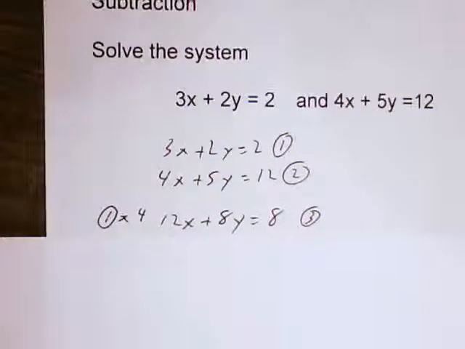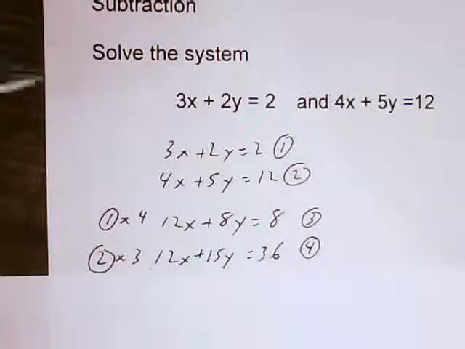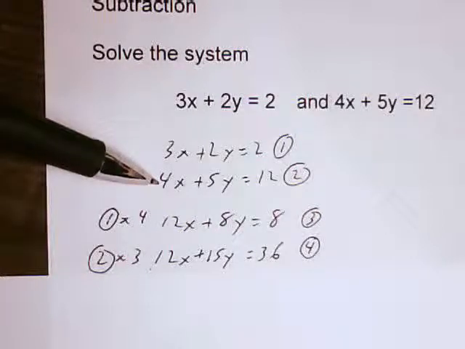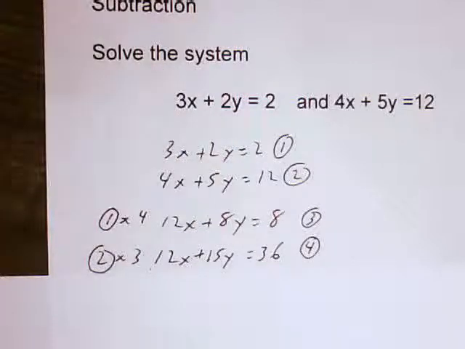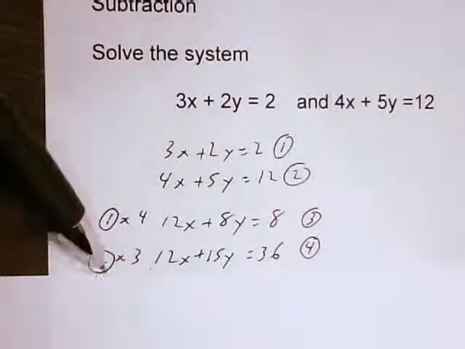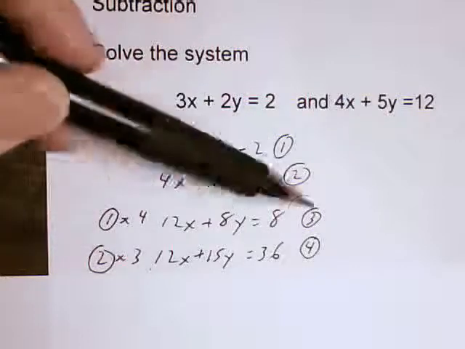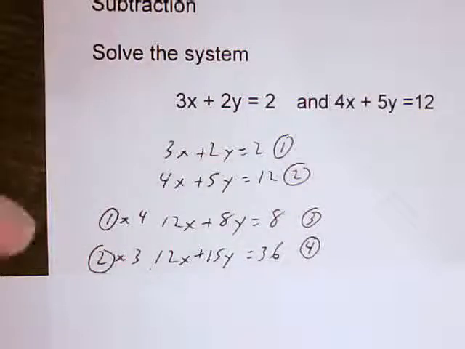I will now do the same thing with the second equation. I'm going to multiply equation 2 by 3. So 3 times 4 is 12. 3 times 5 is 15. 3 times 12 is 36. Since I multiplied this equation by a number, I'm giving it a new equation number 4.